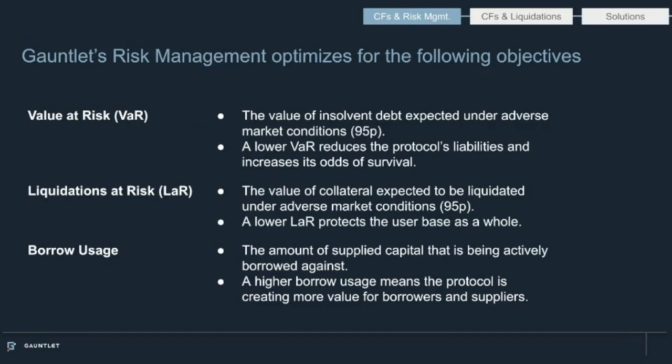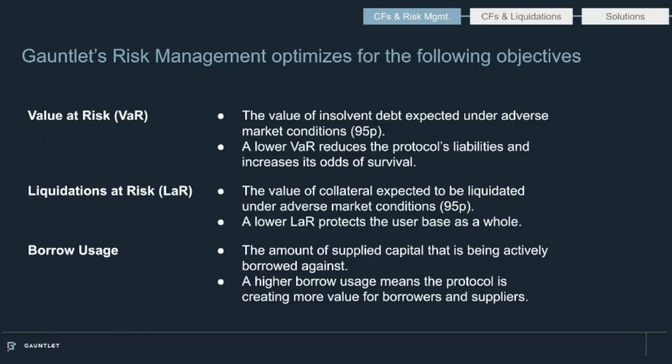The debt always has to be repaid so that liquidity providers, should they choose to retrieve their collateral, can do so at any time in the future. VAR matters because insolvency is an existential threat to the protocol and the DAO. Having a lower value at risk reduces the protocol's liabilities and increases its odds of long-term survival.